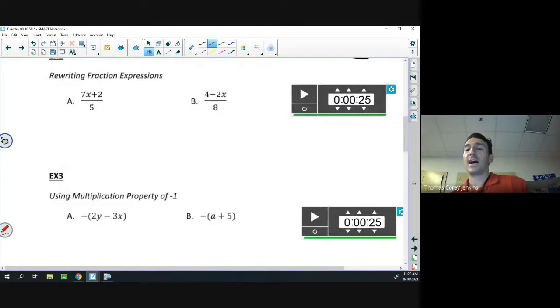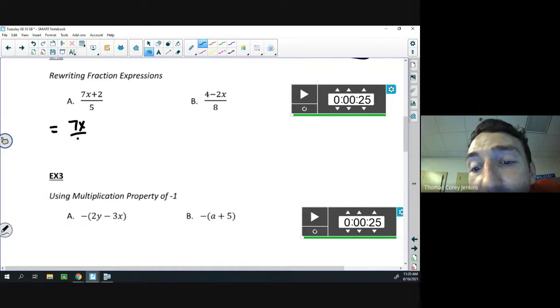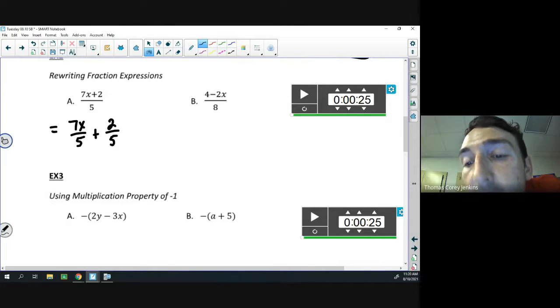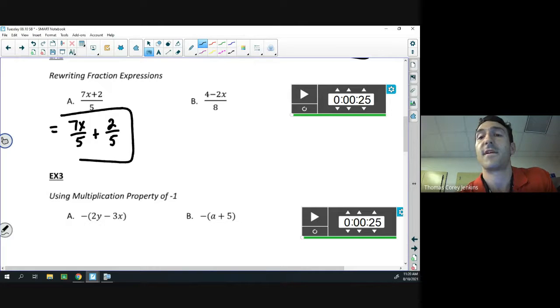So let's try these next couple: rewriting these expressions with multiple things over a single denominator, right? How could we rewrite these in a different way? The answer is that you can split them up into two fractions. So 7x plus 2 over 5 is equivalent to 7x over 5 plus 2 over 5. I think there's one or two on Math Excel that you have to split up like that.